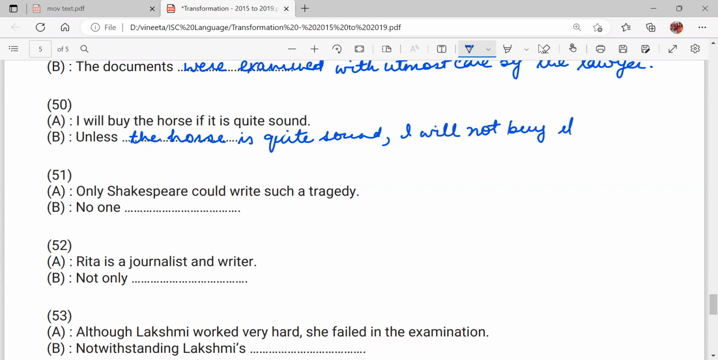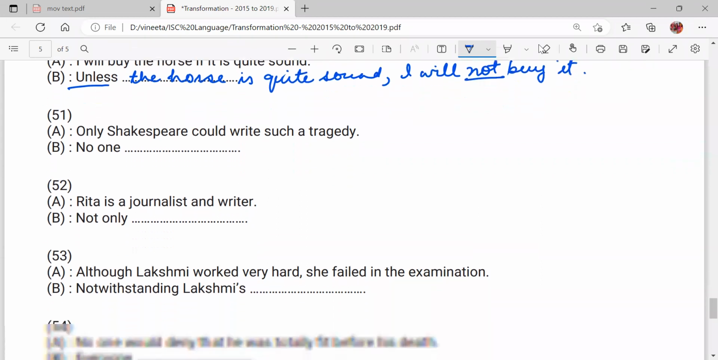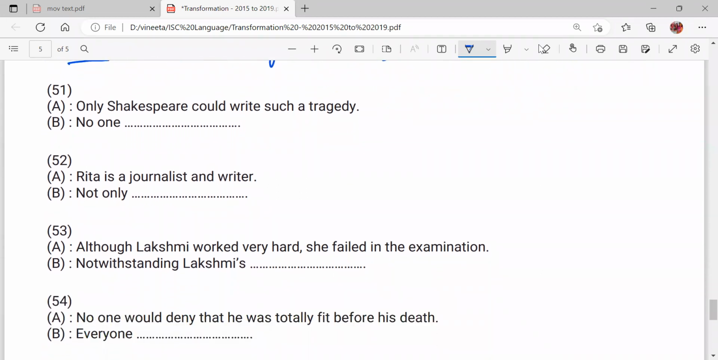I will not buy it. Here we had to use not, because here unless means if not. If the horse is not quite sound, it means that. Okay, unless the horse is quite sound, I will not buy it. Only Shakespeare could write such a tragedy. No one but Shakespeare, or it could also be no one other than Shakespeare, no one except Shakespeare could write such a tragedy.